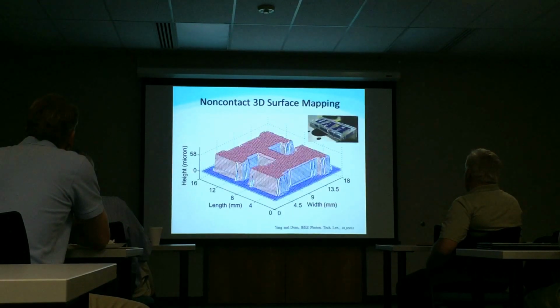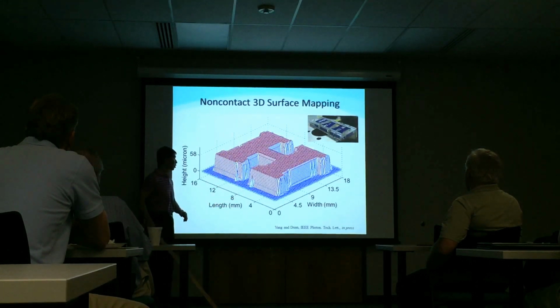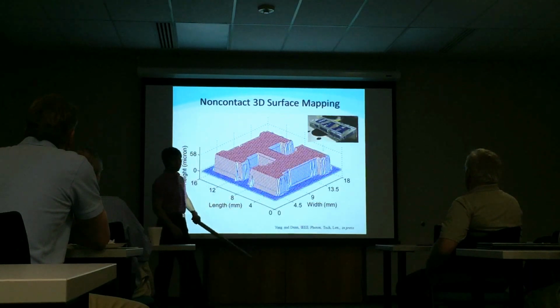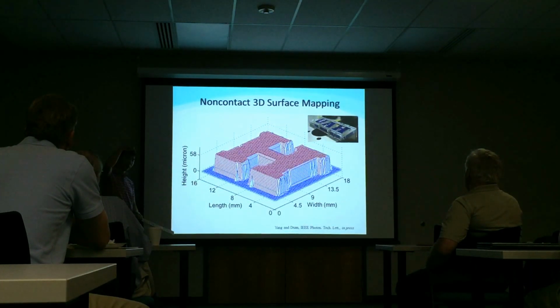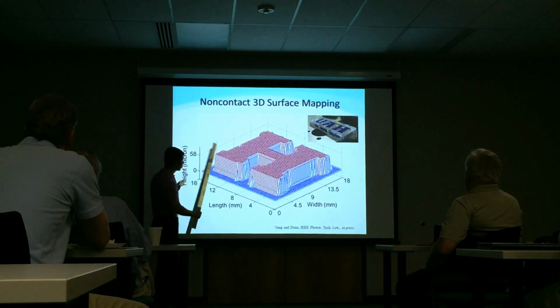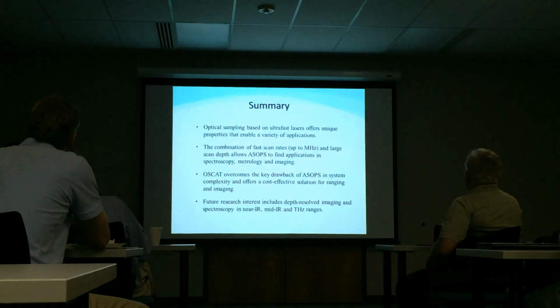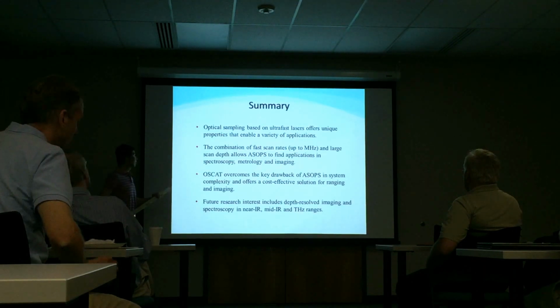eventually we can recover the shape of this. This is actually a UAH keychain. This is non-contact. We have lasers about a few centimeters above the target, and we just do these two-dimensional scans, and then eventually reconstruct the surface of the target. So let's quickly summarize.